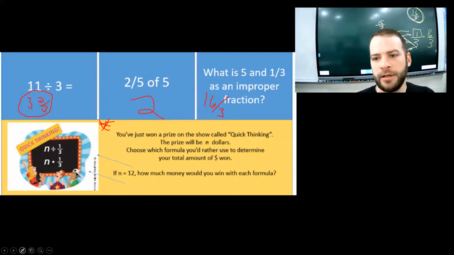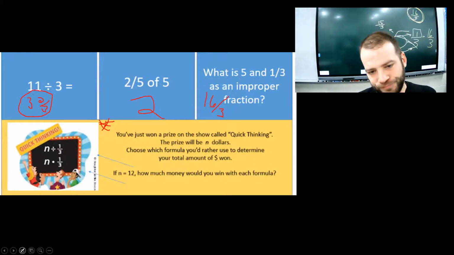You win N money, which is confusing to you guys because you haven't worked with algebra yet. But N just means it's whatever number that is, whatever number you get, you plug in there. So if I say N equals 5 today, you win 5. Which one would you rather have? Would you rather have 5 divided by a third or 5 times a third?